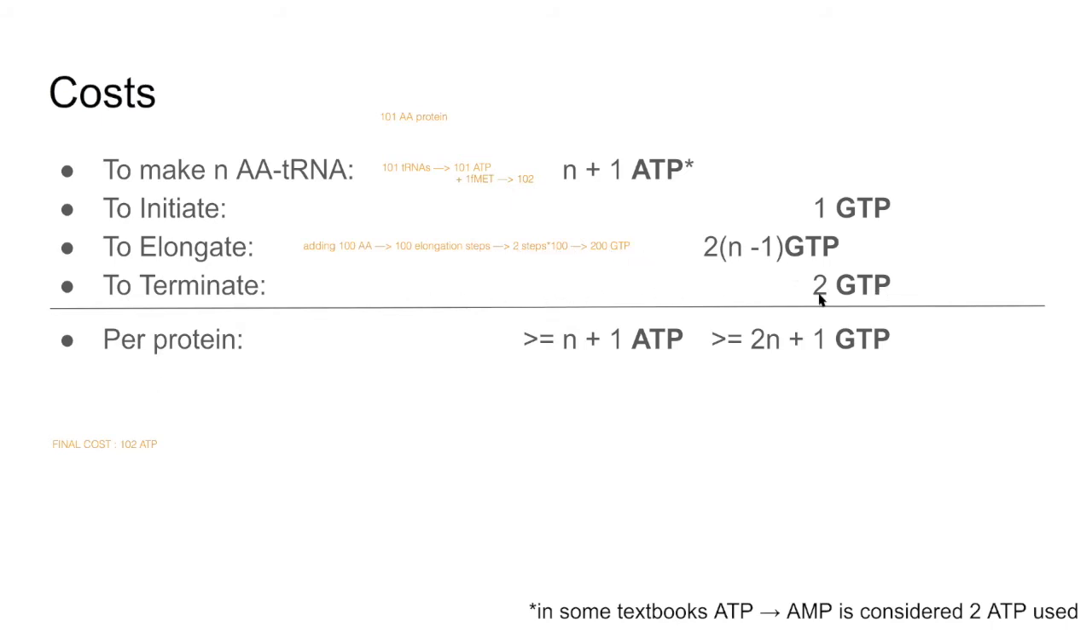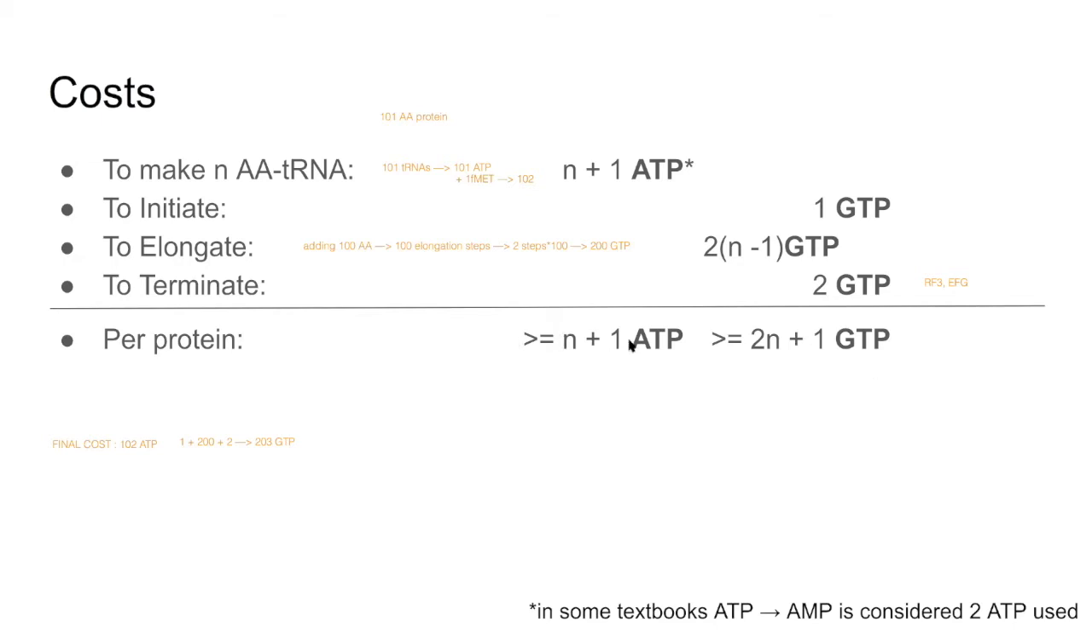And then to terminate, you use 2 GTP because that's for the RF3 and EFG. And so our GTP cost is 1 GTP plus 200 GTP plus 2 GTP, which leaves you with 203 GTP. And so 102 ATP, 203 GTP is your final total.